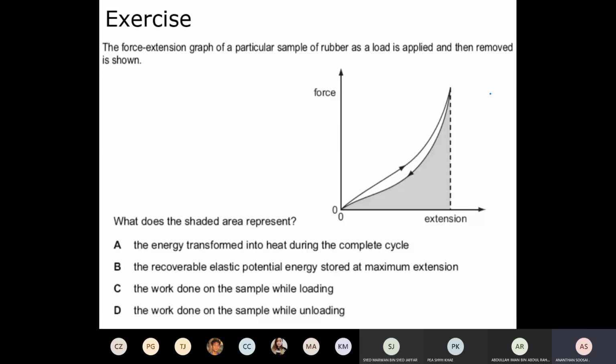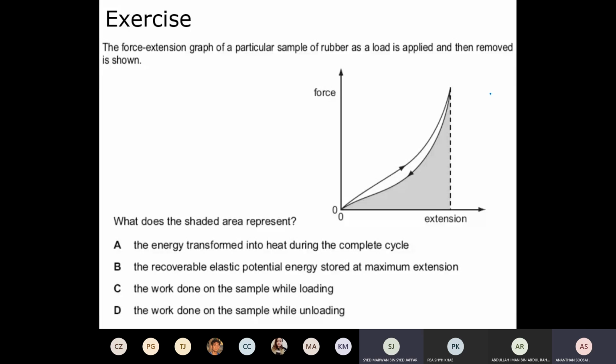What does the shaded area represent? The energy transformed into heat during the complete cycle. The recoverable elastic potential energy stored at a maximum extension. The work done on the sample while loading. The work done on the sample while unloading. Okay, so, anyone? What's the answer?